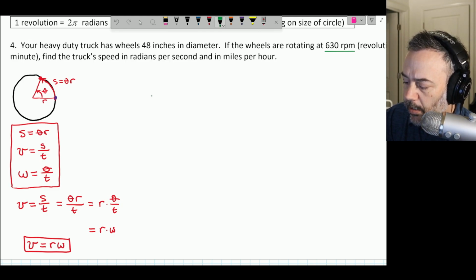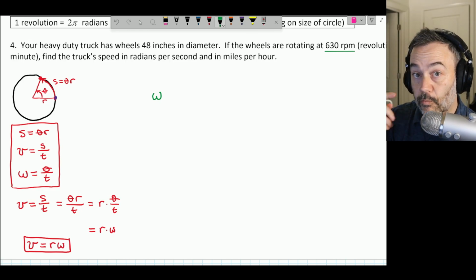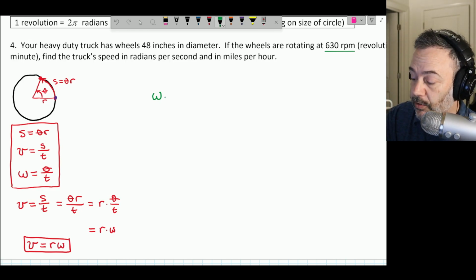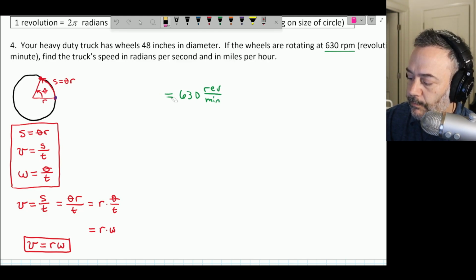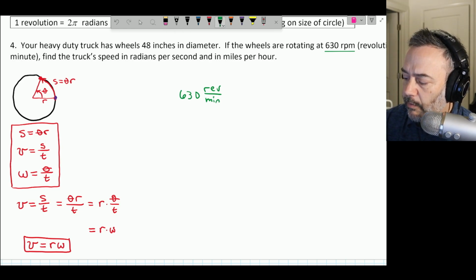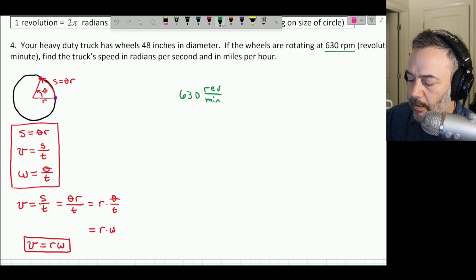So one way of writing our angular speed is we can start by thinking, well, we were given 630 revolutions per minute. Well, if I want to convert it to angular speed, I need to convert it to angle per minute, because angular speed is angle per minute, but this is revolutions per minute. So I just need to convert.